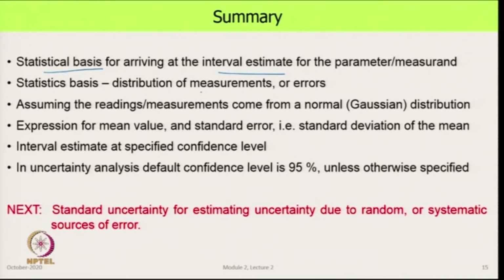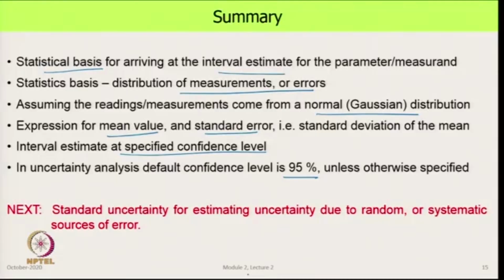We saw the statistical basis, what is the distribution of measurements or errors. Assuming that means come from a normal or Gaussian distribution, we got an expression for the mean value, the standard error or the standard deviation of the mean, and the interval estimate is specified at a particular confidence level, which is 95% unless otherwise specified. So, what we have learnt here is that when we report an uncertainty in the rest of this course, we know that we are on a sound statistical footing, and we are also aware of what approximations we have done, which from a practical standpoint are okay, and so we do what we do.